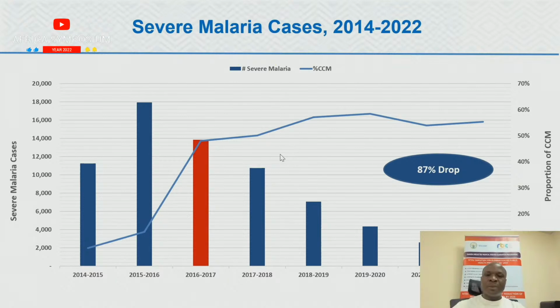And you can see a drop from around 17, 18. The same trend is also seen for mortality due to malaria.